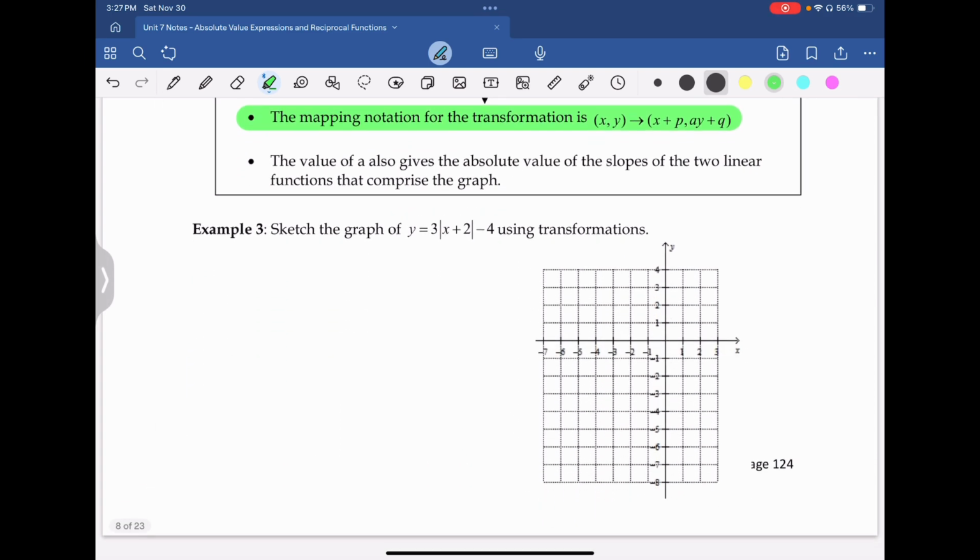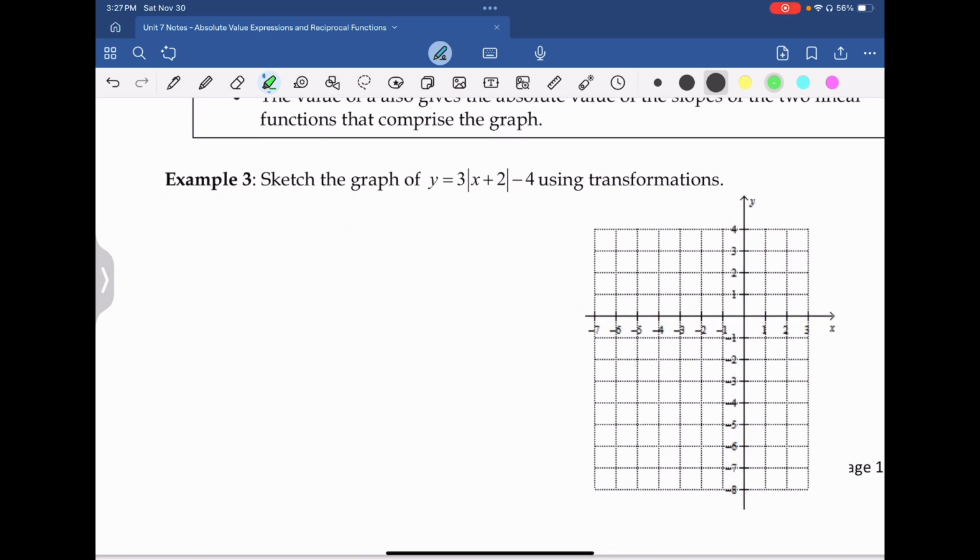Now, example 3, let's see if we can sketch this out using transformations here. So what I would recommend doing is maybe doing some mapping notation on this thing, and then what you could even do is describe the original graph or draw the original graph if that helps.